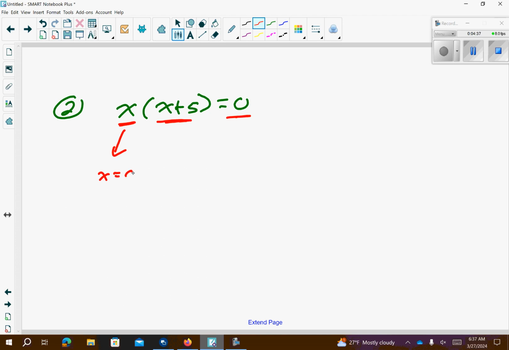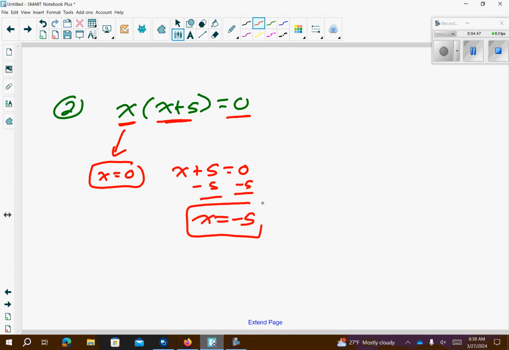So x equals 0, that's an answer. x plus 5, well, we have to get x by itself, so I'll subtract 5 from both sides. So I get x equals negative 5. If I plug 0 in for my x's, my answer becomes 0. If I plug negative 5 in, this becomes 0, so it becomes 0 times negative 5, and that's also 0.